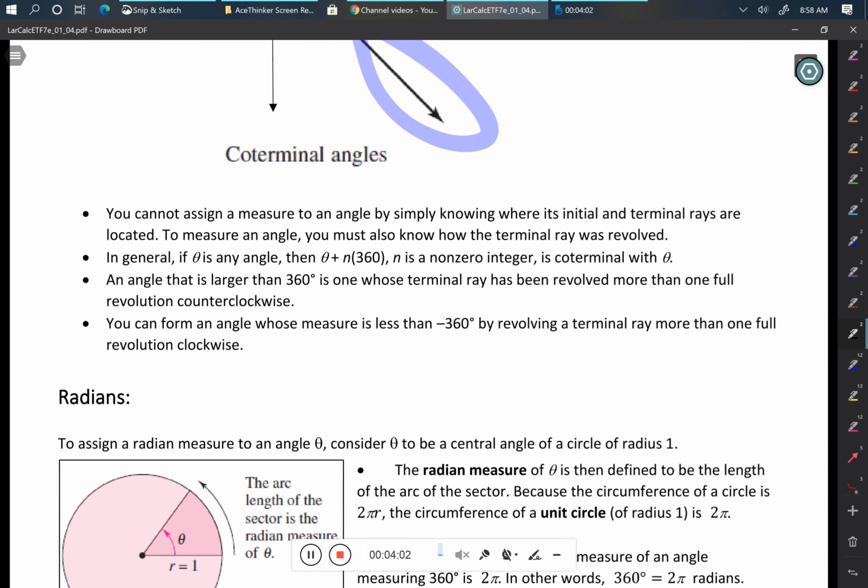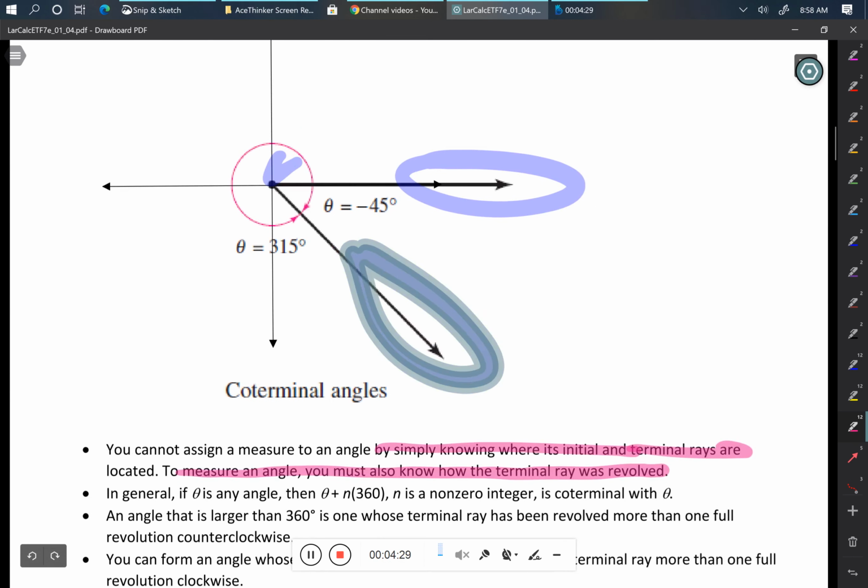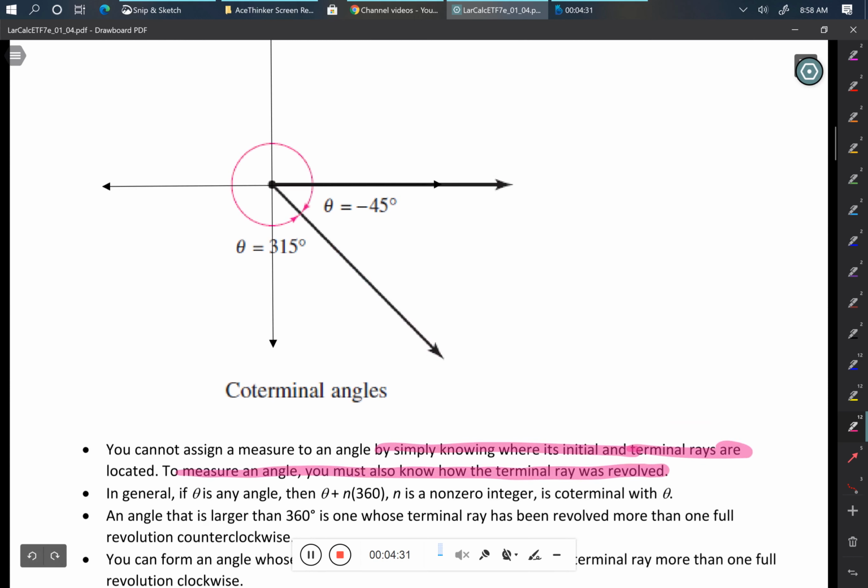So when it comes to putting angles in standard position, it is not always a safe assumption to just assume that because you know the initial and because you know the terminal, you can measure the angle. To really know, you have to know how that was revolved. And what I'm saying by that is, what if the angle went all the way around and then a little more? There's no way to know that from just having a picture. So assume for a second that these weren't here.